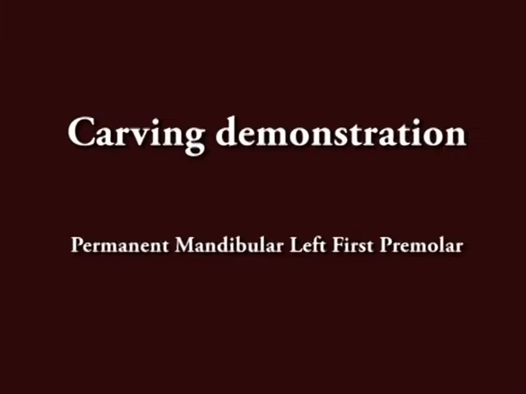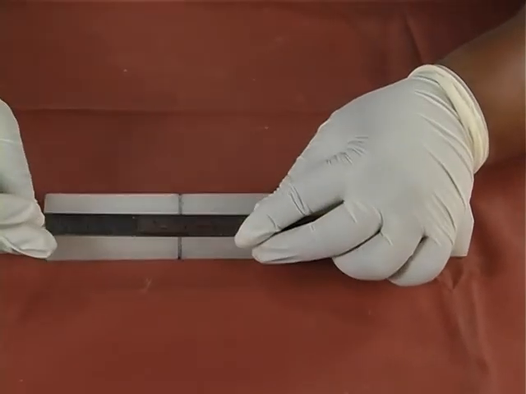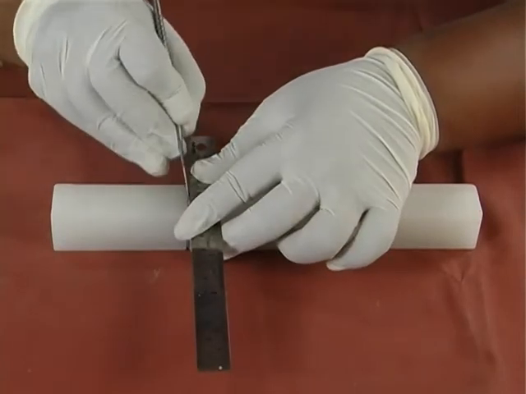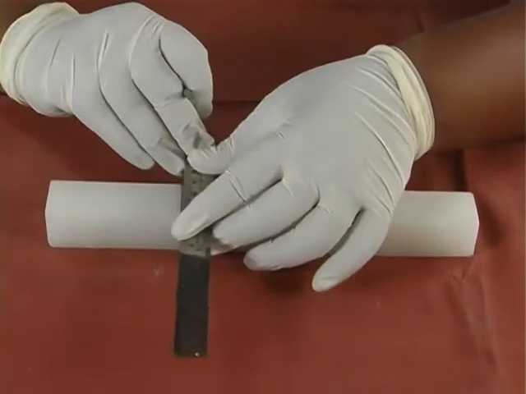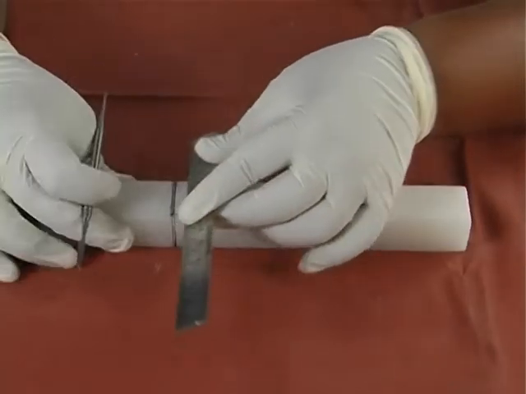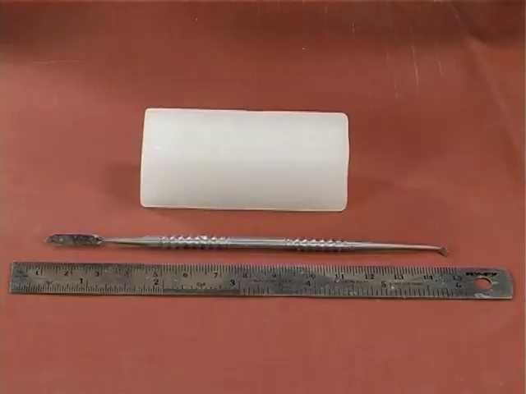Carving demonstration. Permanent mandibular left first premolar. For carving the tooth at 3 times the natural size, a 9-inch wax block is used. Measure 9 cm from the end of the block using a metal scale and mark on the wax block with a carver. Then draw lines parallel to the edge of the block on all 4 surfaces exactly at the same measurement. This 9 cm wax block is used for carving this tooth.